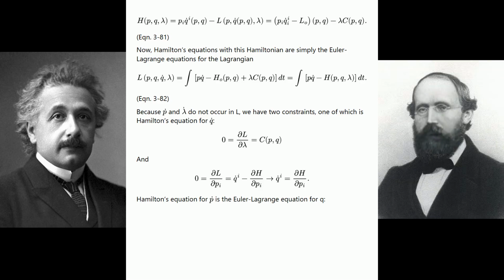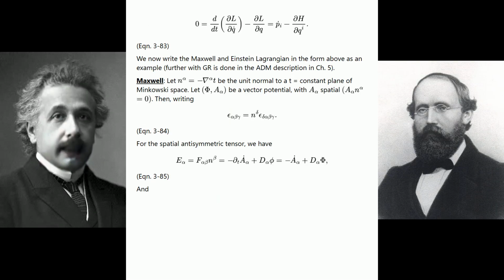Because p dot and lambda do not occur in L, we have two constraints, one of which is Hamilton's equation for q dot, see the next equation. And see the equation shown. Hamilton's equation for p dot is the Euler-Lagrange equation for q. Equation 3-83. We now write the Maxwell and Einstein Lagrangian in the form above as an example. Further work with GR is done in the ADM description in Chapter 5.